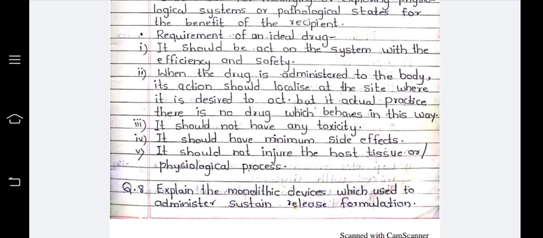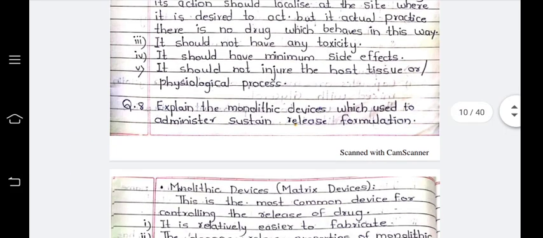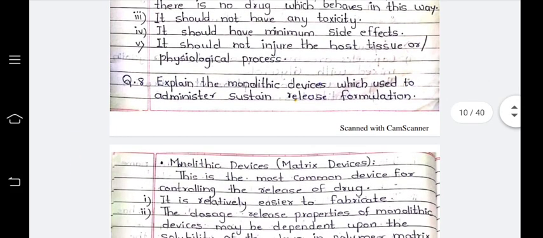Requirements of an ideal drug: it should act on the system with efficiency and safety. When the drug is administered to the body, its action should localize at the site where it is desired to act, but in actual practice, there is no drug which behaves in this way. It should not have any toxicity. It should have minimum side effects. It should not injure host tissue or the physiological process.